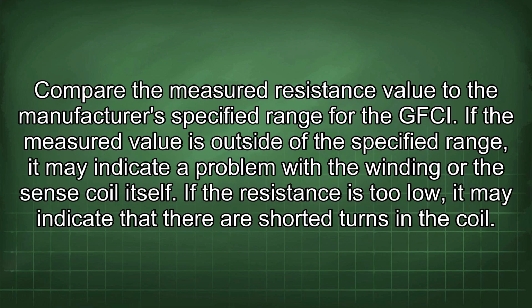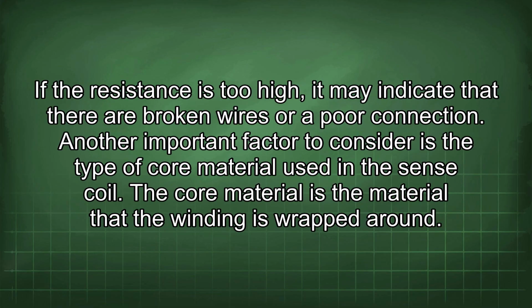Compare the measured resistance value to the manufacturer's specified range for the GFCI. If the measured value is outside of the specified range, it may indicate a problem with the winding or the sense coil itself. If the resistance is too low, it may indicate that there are shorted turns in the coil. If the resistance is too high, it may indicate that there are broken wires or a poor connection.